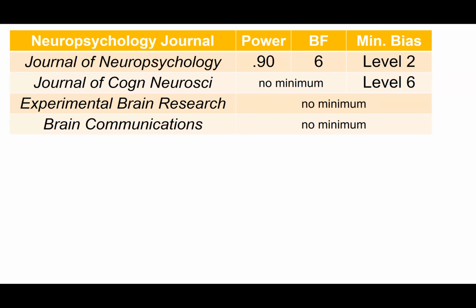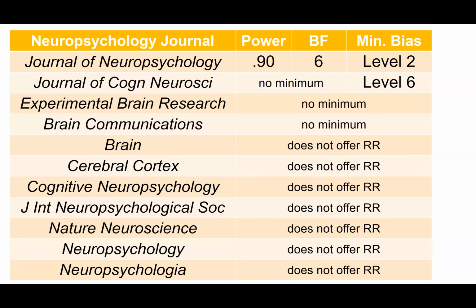If we look outside the PCIRR process, and just look to see which neuropsychological journals are offering their own registered reports track, there are some potential candidates like Experimental Brain Research and Brain Communications, who have no officially defined minimum level of evidence or bias, but it remains to be seen to what extent the relevant editors are understanding of the specific challenges of neuropsychological research. As far as I can tell, there have been no registered reports published in either of those places yet. And most of the other traditional neuropsychological journals don't even have a registered reports track.